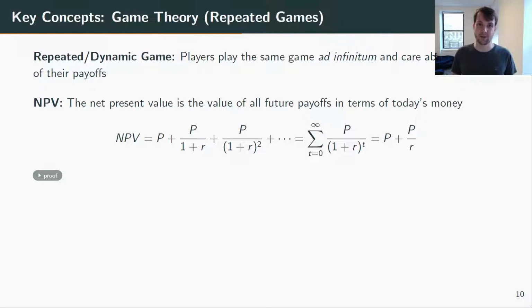But since we're in game theory, we usually think about what my immediate gain from taking an action is. So I get P today and the present value P over R over the future.